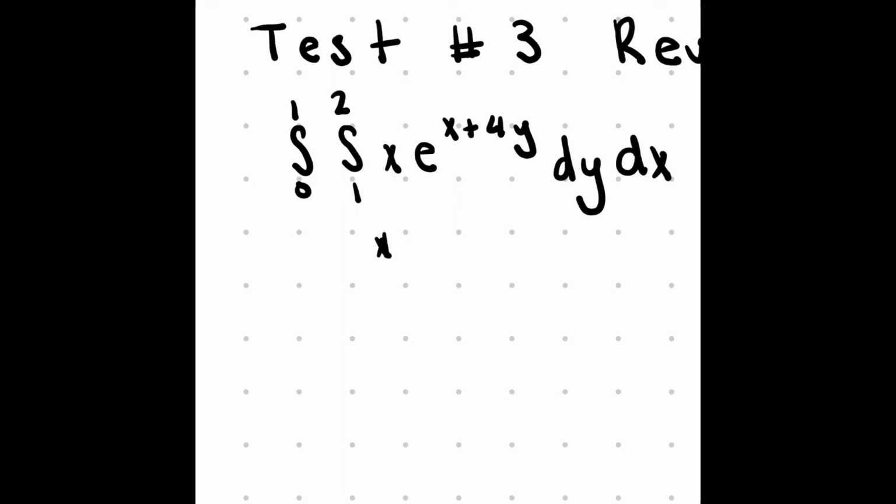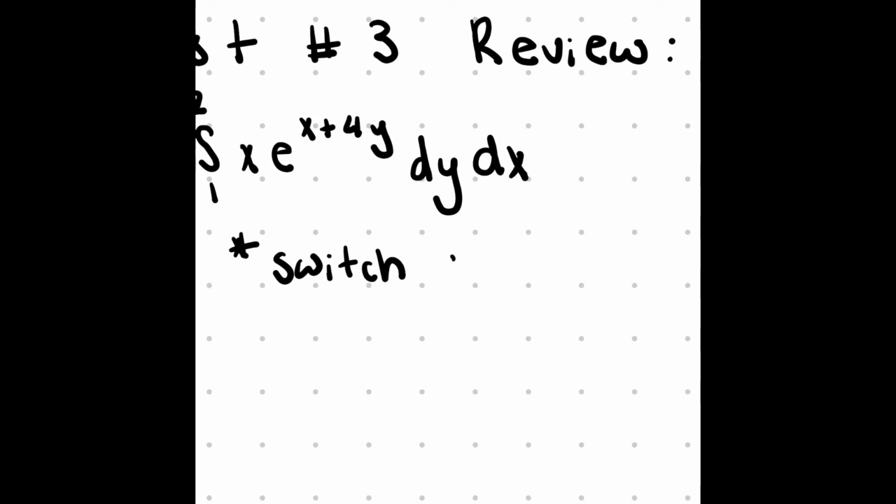Okay, the first thing we're going to have to figure out is if we want to do the integral of dy or dx first. So I decided to switch it and do the dx integral first.